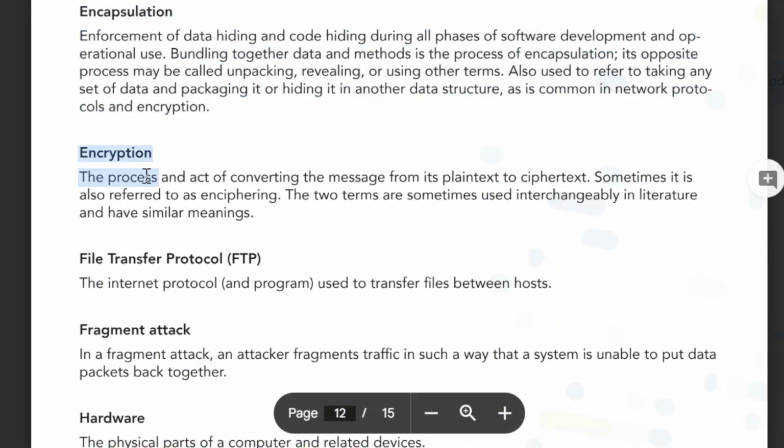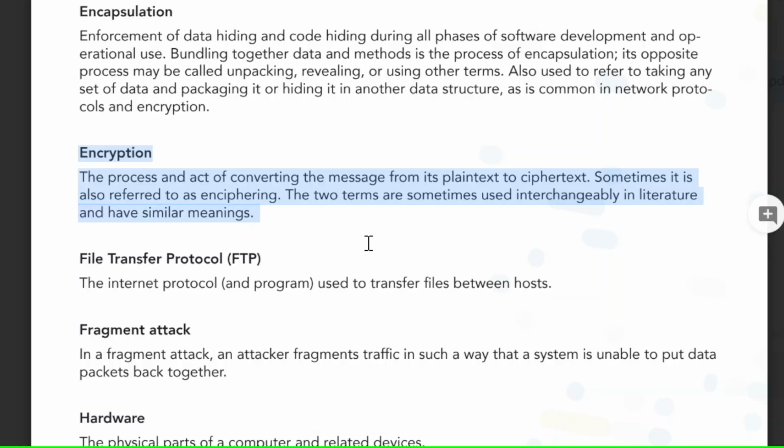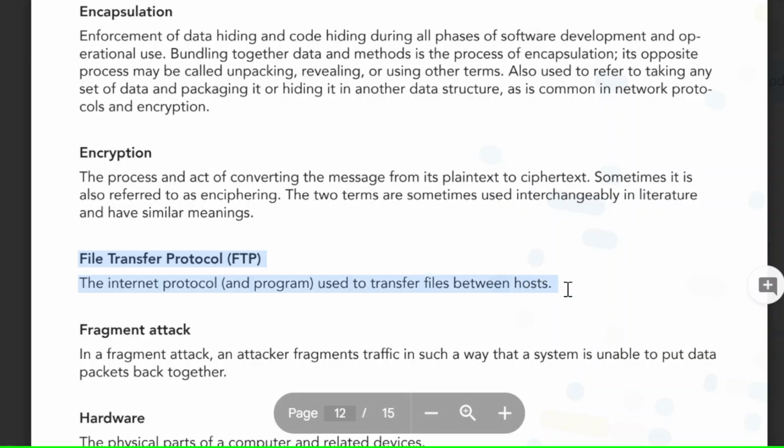Then next we have encryption, the process and the act of converting a message from plain text to ciphertext. Sometimes it is also referred to as encrypting. The two terms are sometimes used interchangeably in literature and have a similar meaning. Then we have FTP, File Transfer Protocol, an internet protocol and the program used to transfer files between the host.